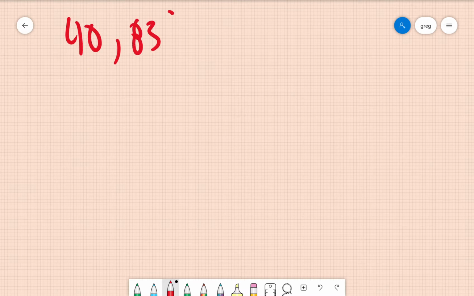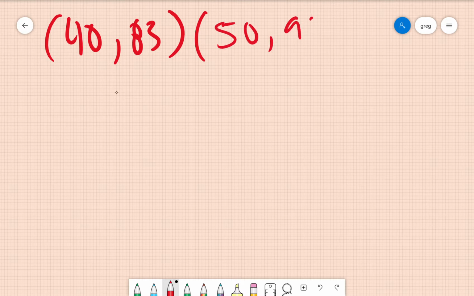So now I want to do the bottom of page 61. So let's go, Sergio. Can you give me some data for the bottom of page 61? So you said it's going to be 40 and 83. What else? 50 and 92. So this one I'm going to solve by point slope form.